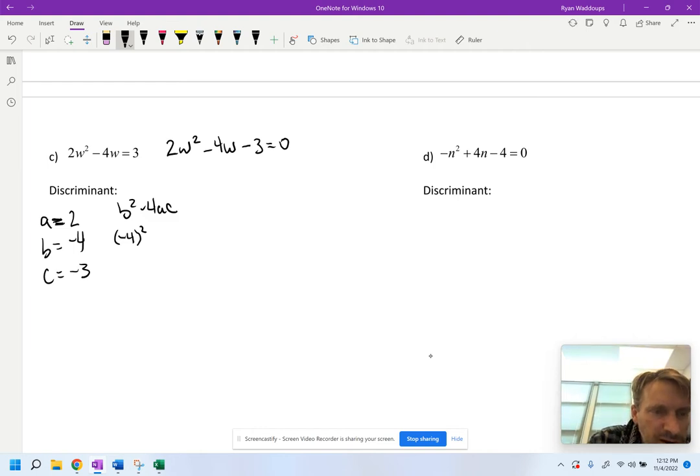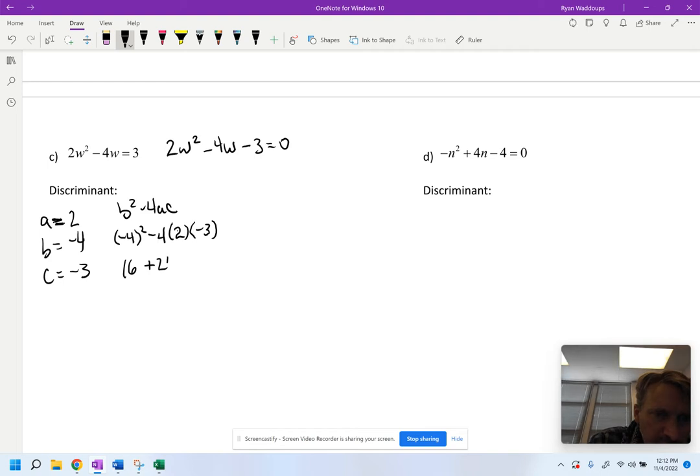Again, that's very important. When you have a negative value of b, very important you put that inside parentheses when you square it, because it makes it positive. Negative 4 times negative 4 is positive 16. Minus 4 times a is 2, and c is negative 3. And so I get negative 4 squared is positive 16. And I've got a negative times a negative is positive, so that's 4 times 2 times 3, or plus 24.